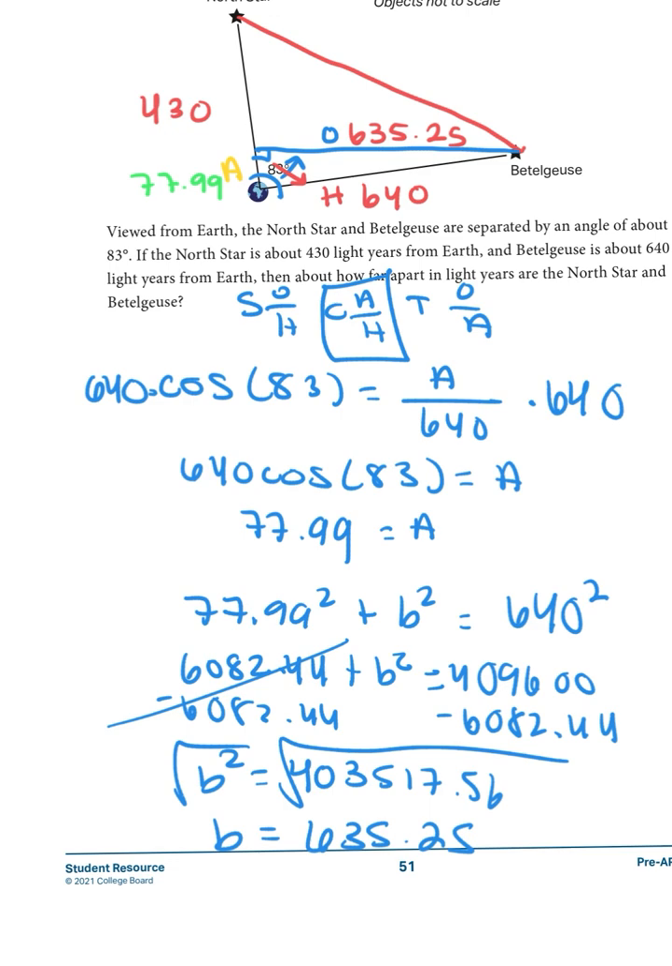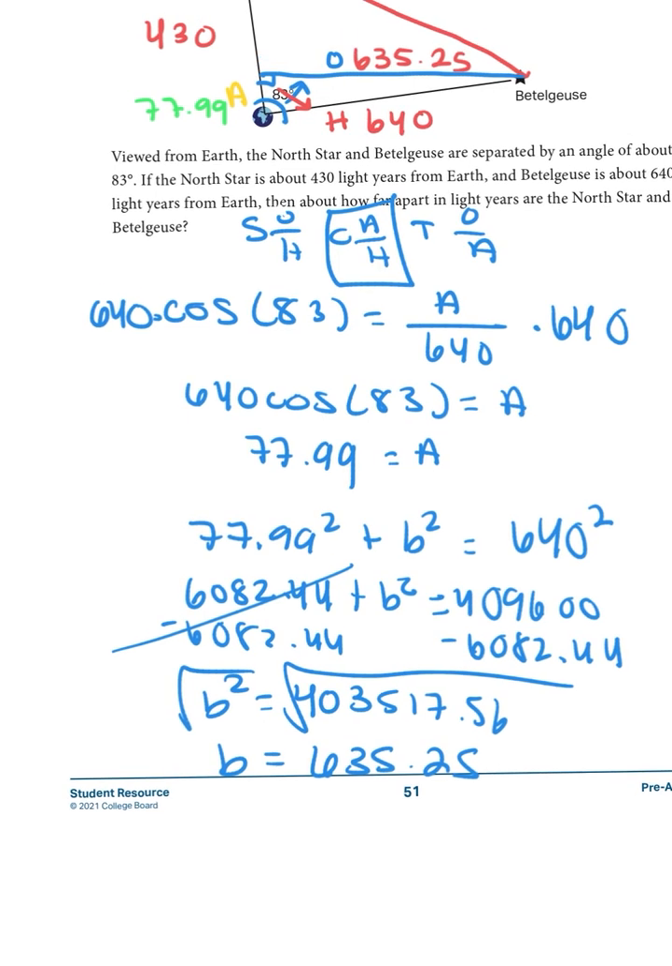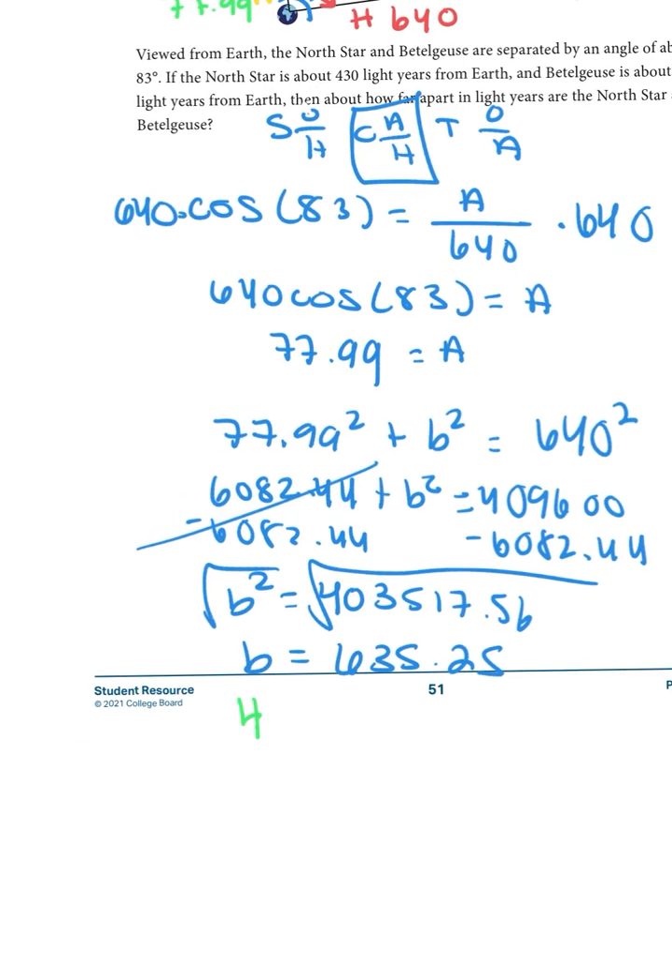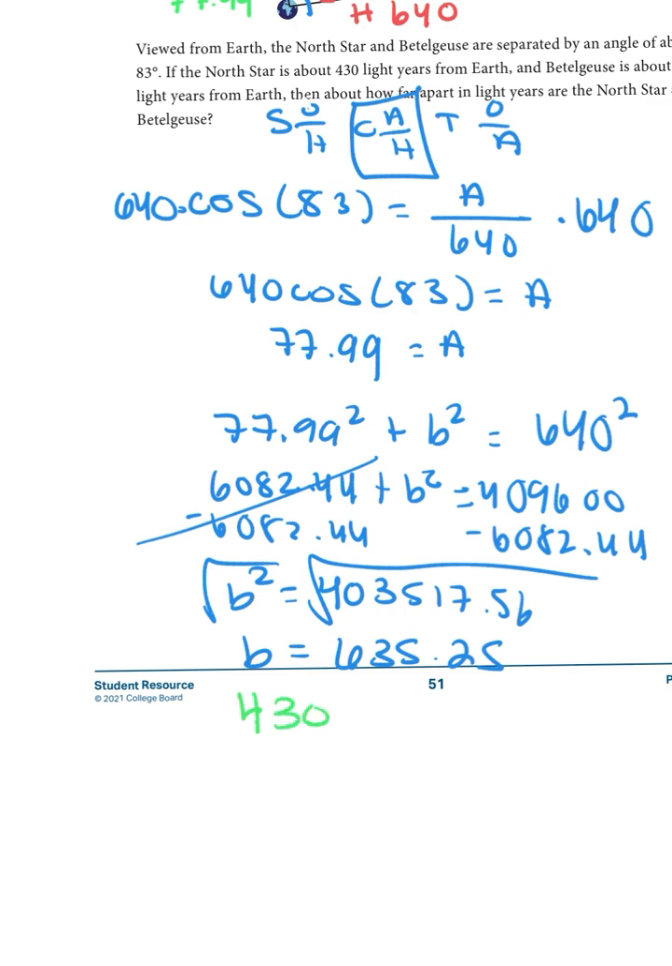So whenever I do 430 minus 77.99, I get, let me use a calculator for this.